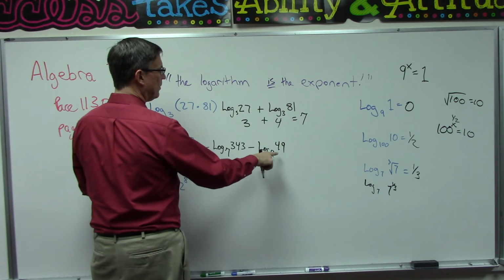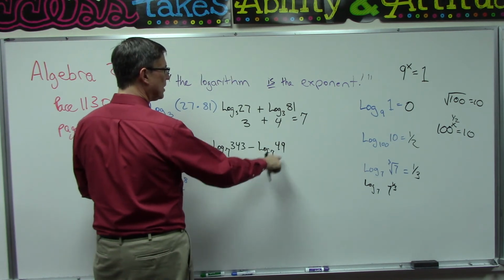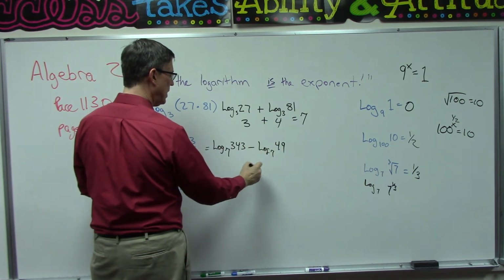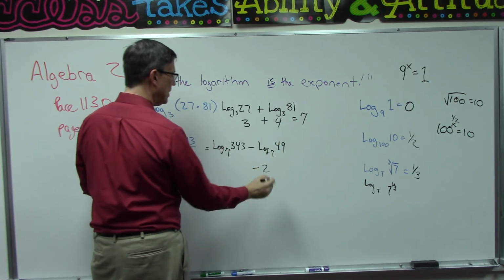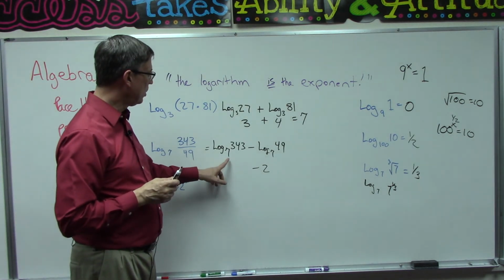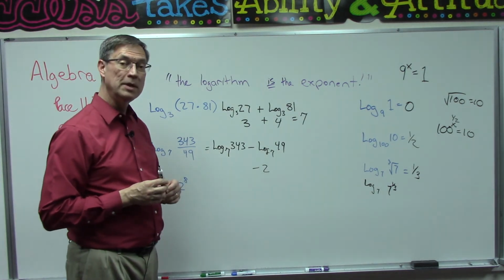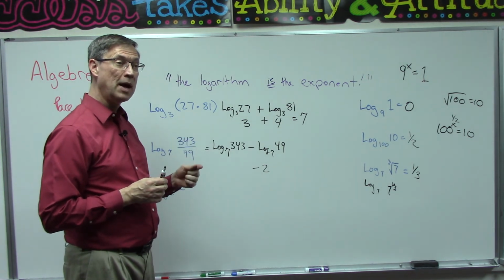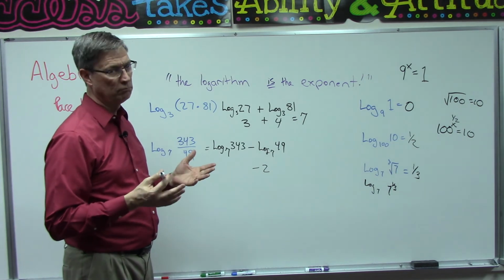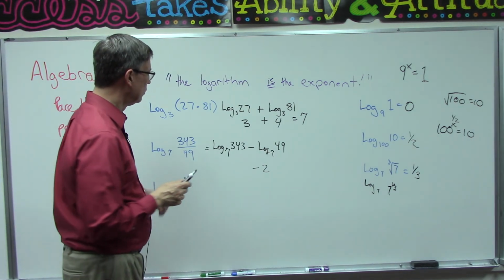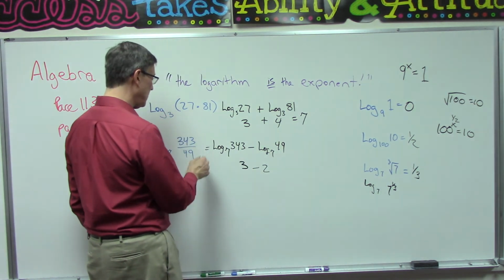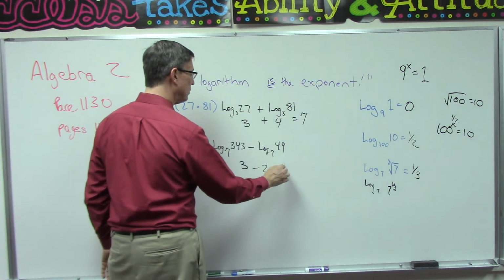Now, log to the base 7 of 49, you say 7 raised to what exponent? Because the logarithm is the exponent. 7 raised to what exponent is 49? And it is 2. You might not know that the exponent on 7 to get 343 is 3. But 49 times 7 is 343. Check me on that if you want to make sure. So the exponent is 3. So in this case, the answer works out to be 1.